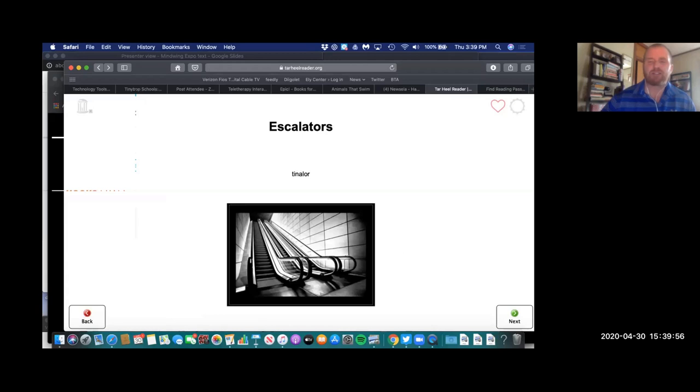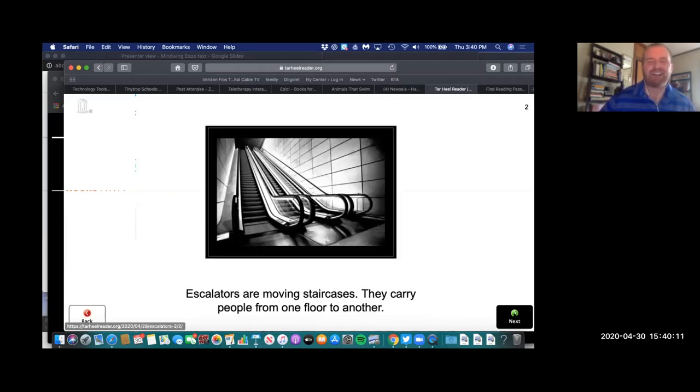This is from Tar Heel Reader. I thought it was funny because I'm afraid of escalators, actually. I think I learned that from my mother. My mother would be afraid she was going to trip on escalators. And now, at a convention center, I'm afraid of heights, too. So I saw this one because it amused me, and I'm afraid of them.